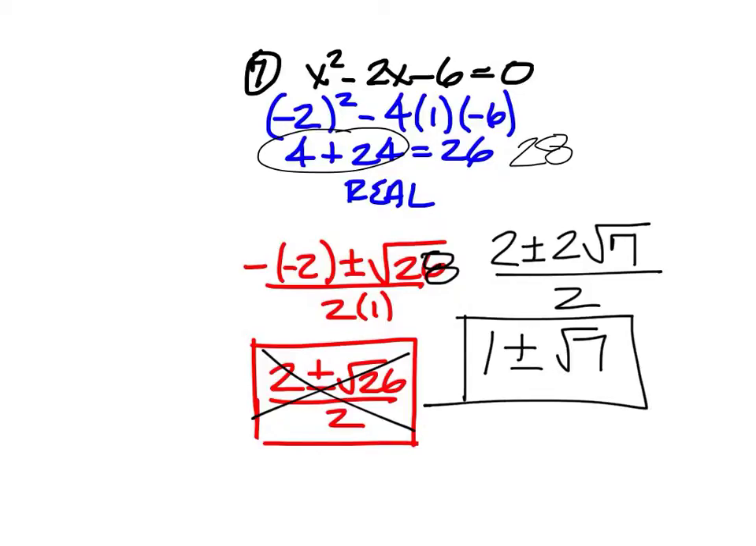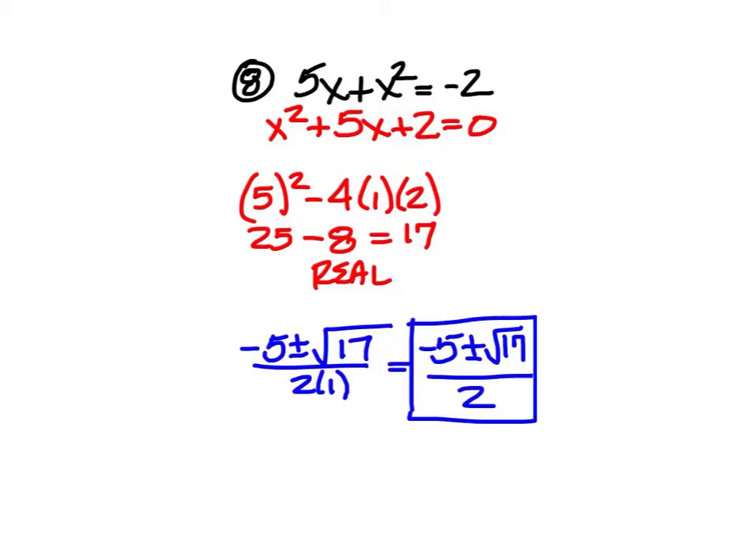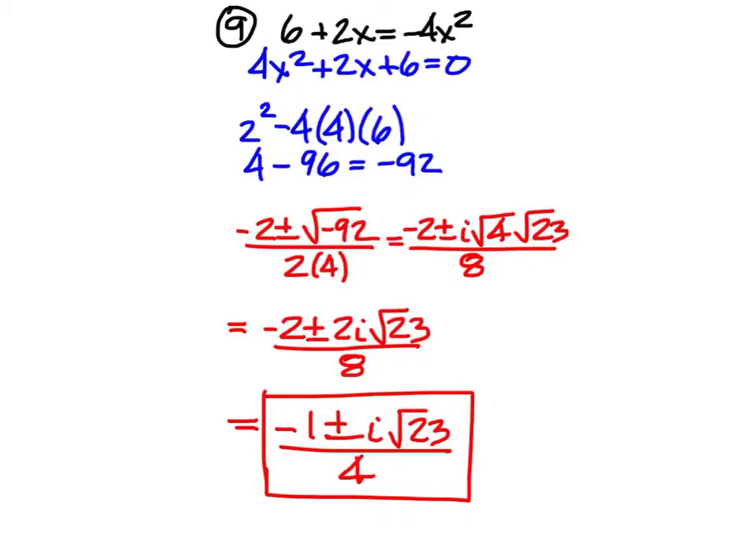My fault. I added 6 and 8, it's negative 5 plus or minus square root of 17 over 2. Nine is negative 1 plus or minus I square root of 23 over 4.